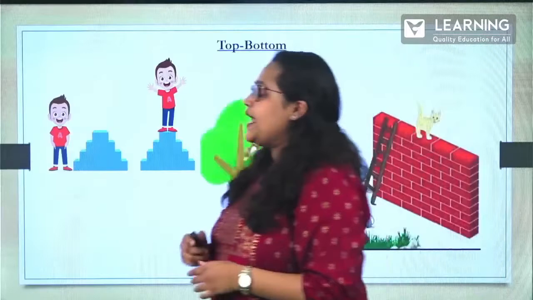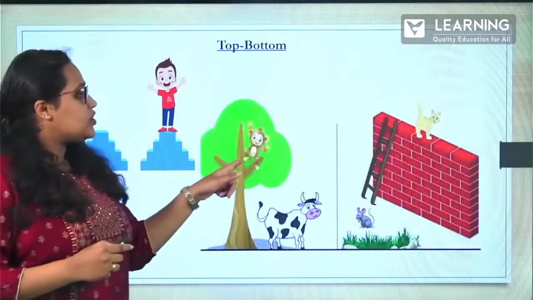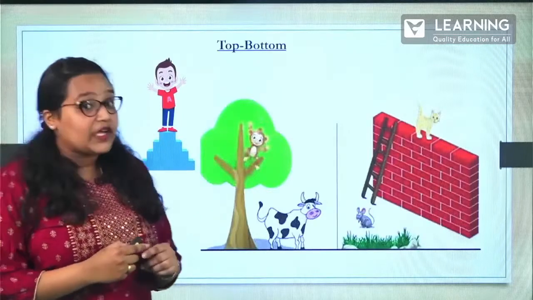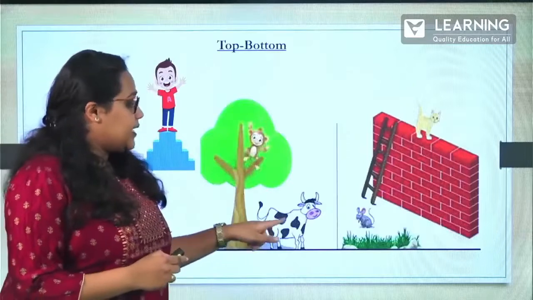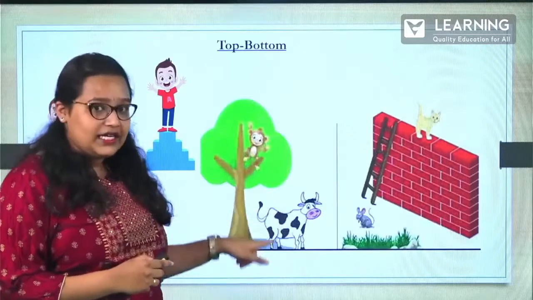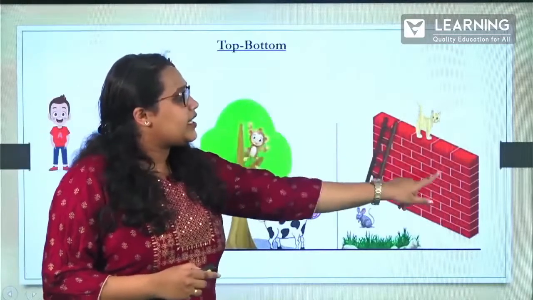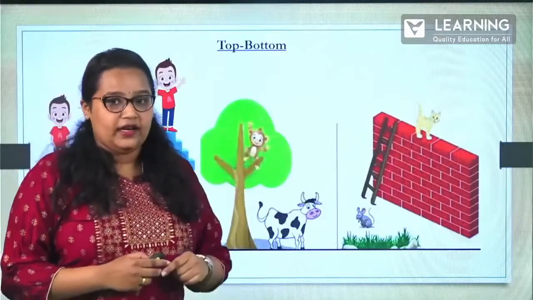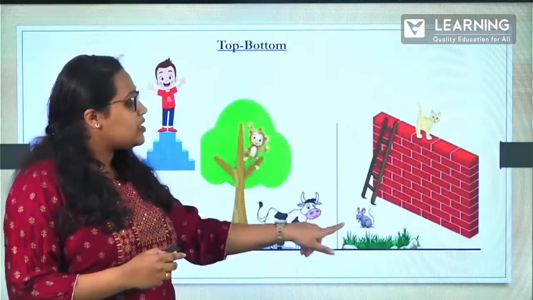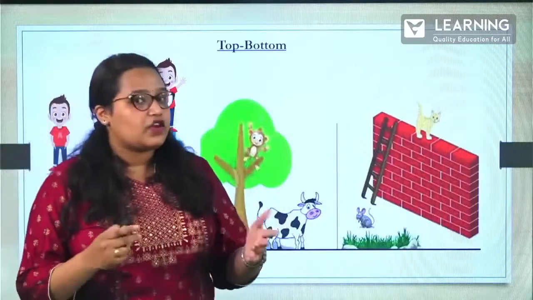Now here again are 2 examples for top and bottom. Top: the monkey is on the top of the tree. Likewise, what is this? This is a cow. The cow is standing at the bottom of the tree. Here also you can see that the cat is standing on top of the wall. And here the rat is standing below, meaning the bottom of the wall. These are the examples of top and bottom.